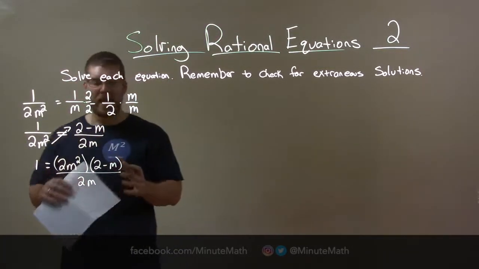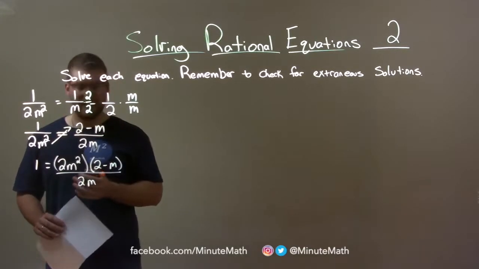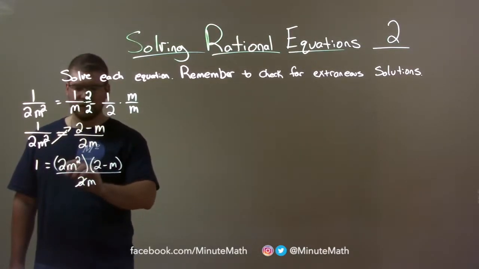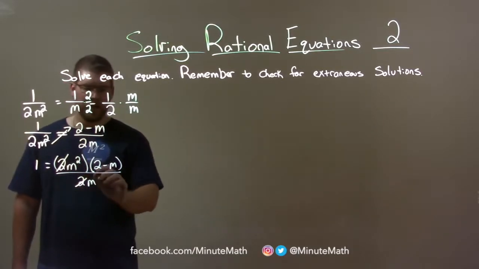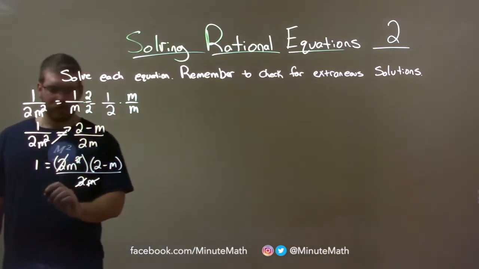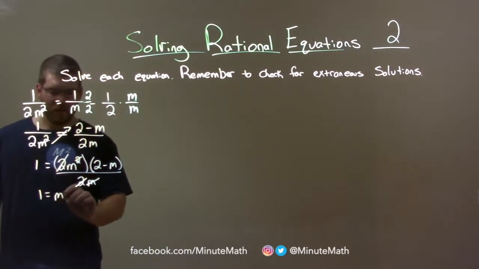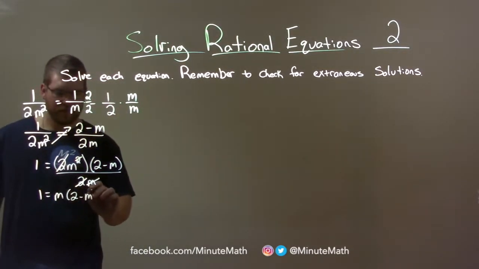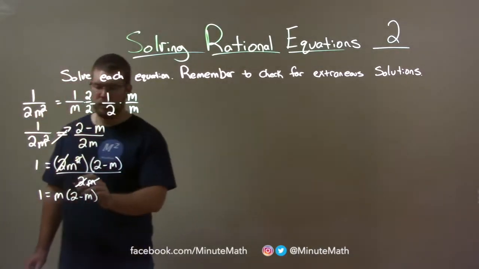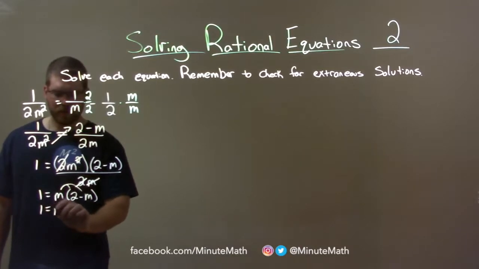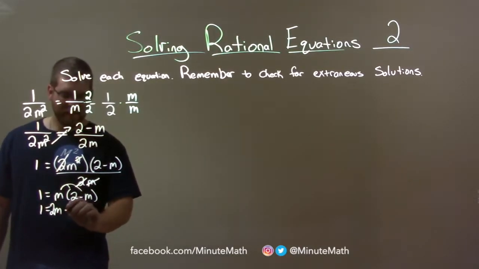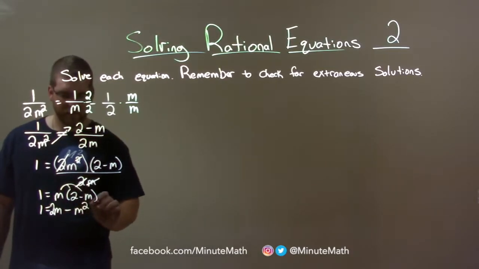I like to keep everything separate and cancel what I can. The 2's will cancel here, right? Boom, and cancel that out, right? Because it's just one term here. And m squared gets canceled out with this m. So now we're left with just 1 equals m times 2 minus m. All right. Let's go distribute this m across like so. Now we have 1 equals m, or 2m, sorry, 2 times m is 2m, and minus m squared.